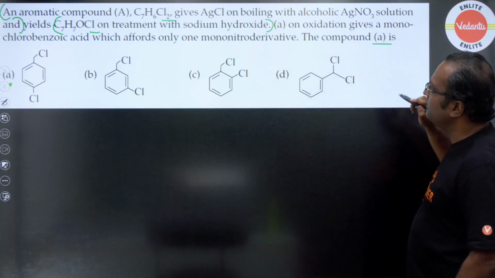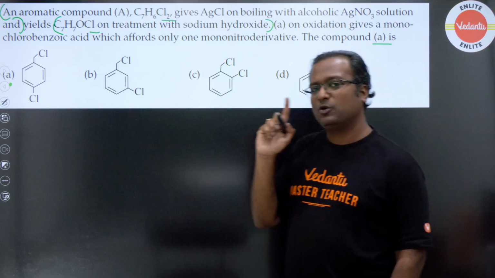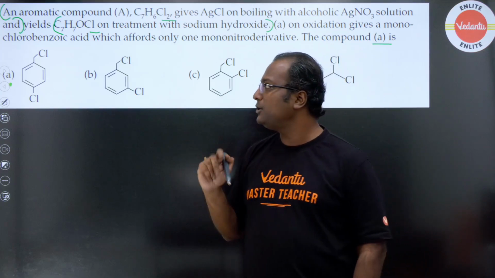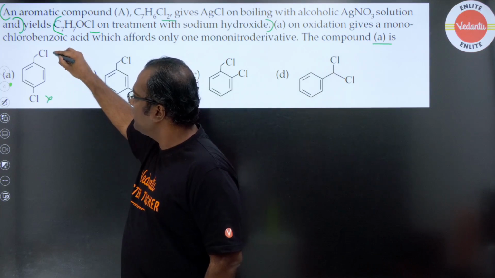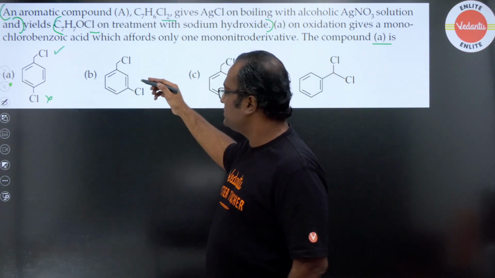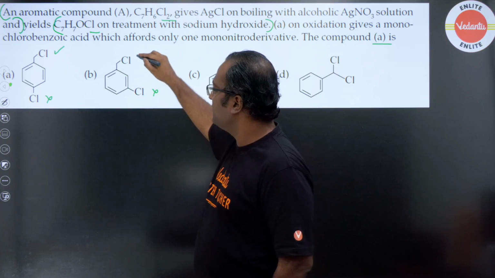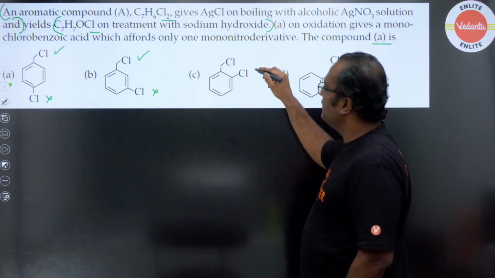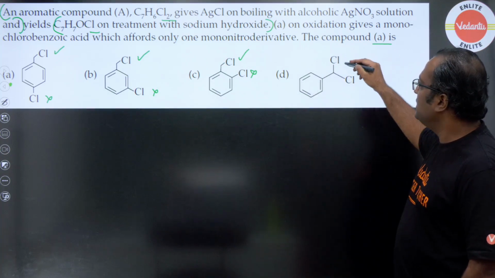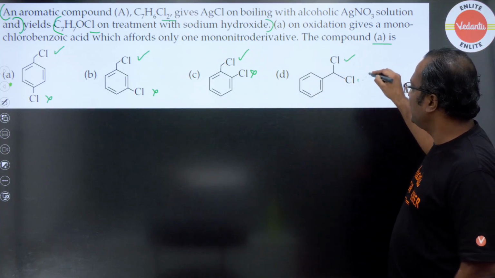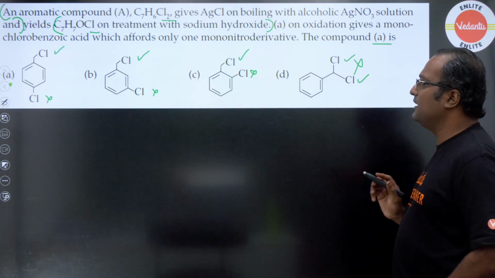He says compound A is supposed to react with only 1 mole of NaOH, not with 2. This part will not react with NaOH, this part will react, correct? So it's a possibility. This will not react, this will react, again a possibility. This will not react, this will react, again a possibility. Here, both the chlorines will react, so both will go away. This cannot be your A.